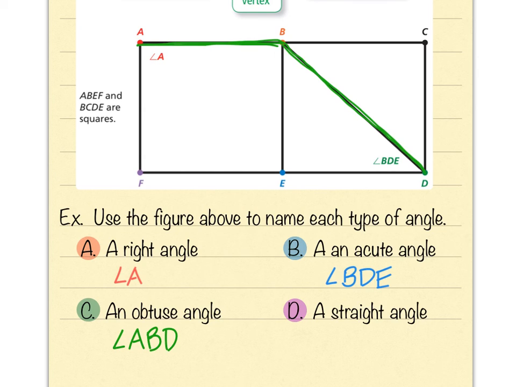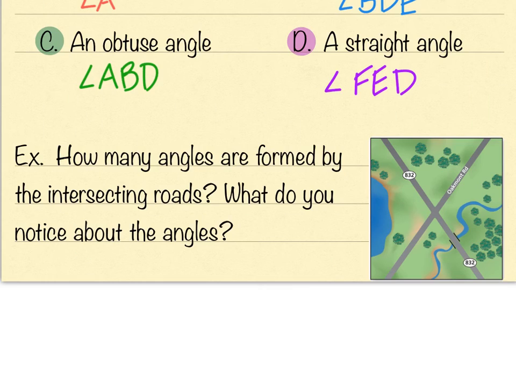And then example D says a straight angle, and I'm just going to use the straight line here at the bottom of the figure. There's also a straight line at the top of the figure that you could use. But angle FED or DEF, however you want to write it, could be a straight angle. Or if you wanted to say the angle at the top, angle ABC or CBA would also be a straight angle. So we have all 4 angle types in this figure: right angle, an acute angle, an obtuse angle, and a straight angle.